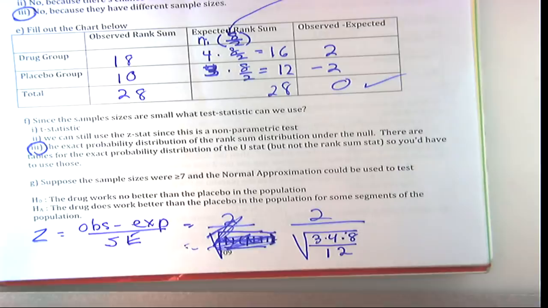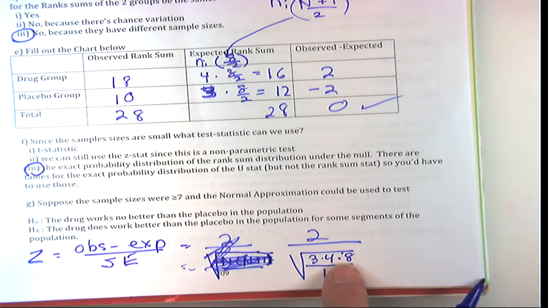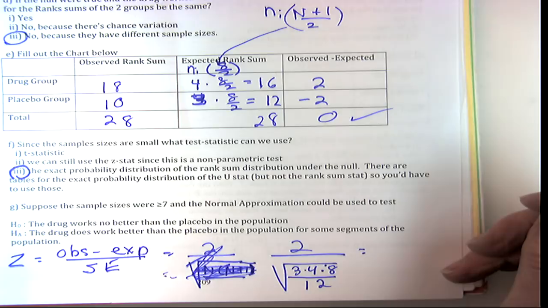That'll be on the front of your exam. And the sample size times n plus 1. All right? And then you just do that. I did it and I got 0.71.